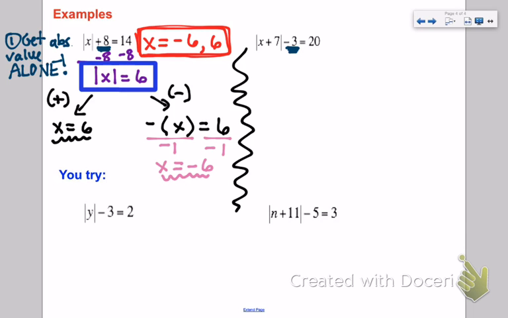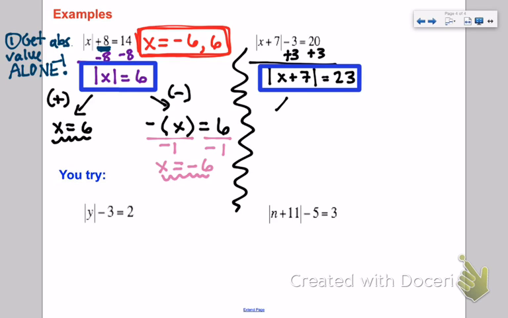Again, I already pointed out that I need to move that -3. I need to have my absolute value bars by itself. So in order to do that, I'm going to move it by using the opposite operation, which is to add 3. X plus 7 equals 23. And my absolute value bars are alone, so I'm going to put my box around it. That's my important equation to split up into my cases.